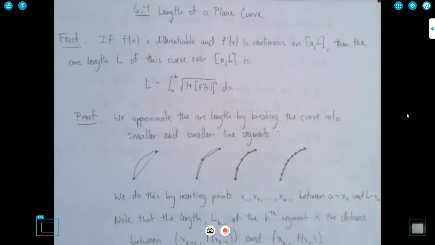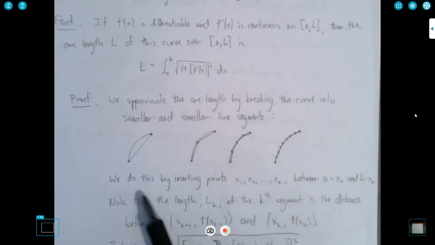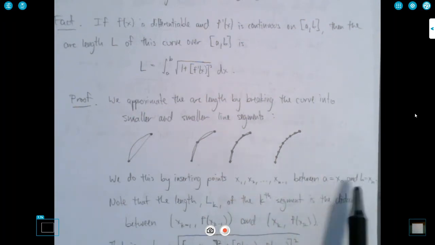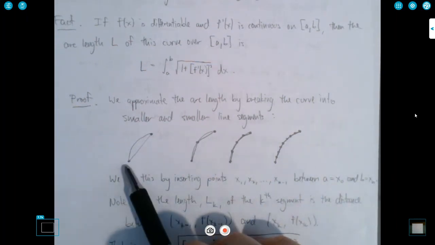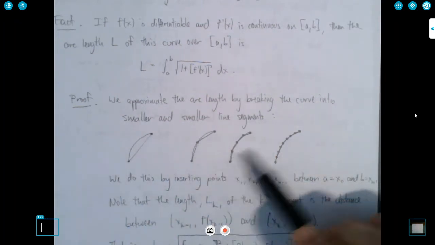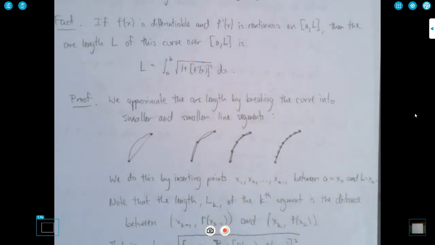So let's see if we can come up with a formula for that. We can insert points x1, x2, and so forth, all the way to x(n-1) between a and b. And a we'll call x0, so it's our very starting point, and b we'll call xn, so it's our end point. So if we're thinking this is a and this is b, then we insert a bunch of points in between that we're calling x1, x2, x3, and so forth.